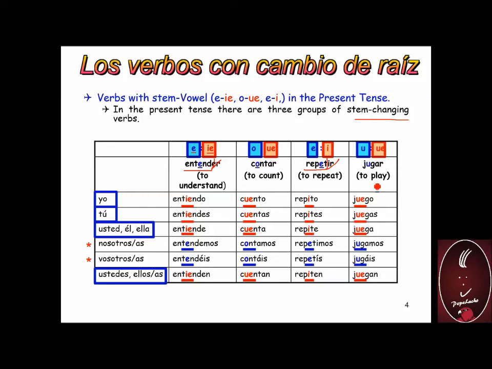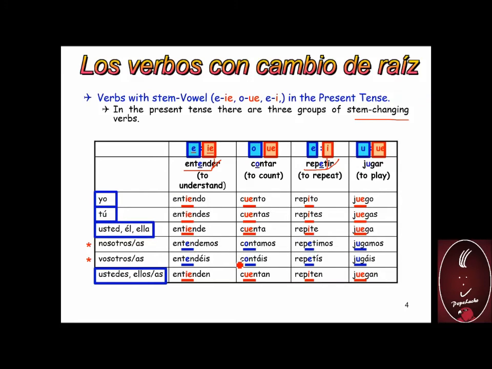And for this verb jugar, that's the only verb that we have with this U to UE. Juego, juegas, juega, jugamos, jugáis, juegan.